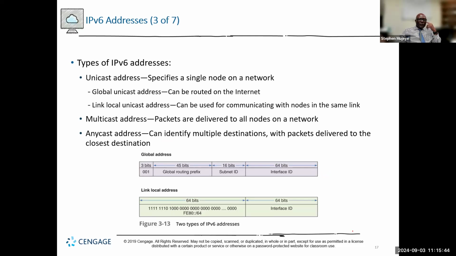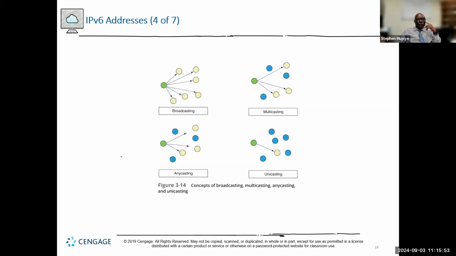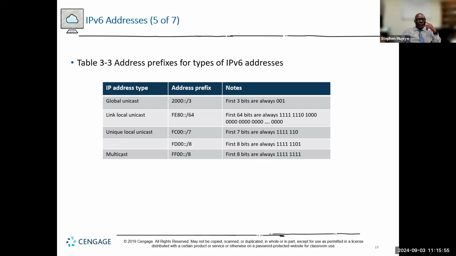You have different types of IPv6 addresses: unicast addresses, multicast, anycast, and then these are some examples. We have the global unicast. One thing to keep in mind with the global unicast is that this is the IPv6 address that can be routed on the internet. Whereas the link local, you can only use it on your link or on your local area network. It cannot be used outside of your link.